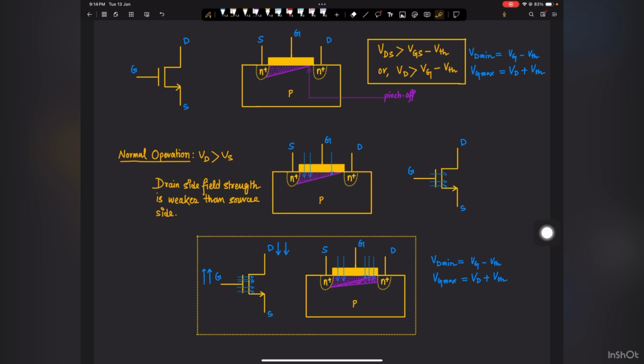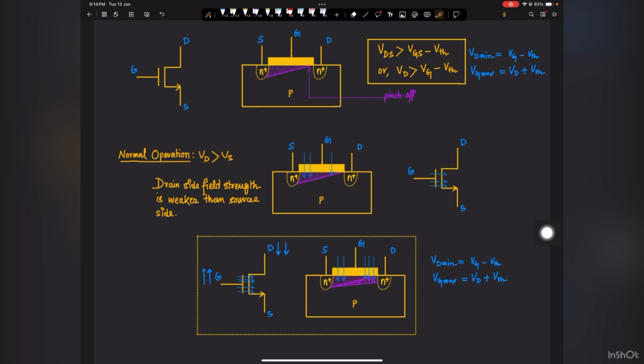But let's say while writing the exam, you forgot these equations. So can you write or recall, and you are actually not able to recall the equation? In that case, if you intuitively understand what actually happens in saturation and triode region, I'm sure you can definitely write these expressions. Let's see how.